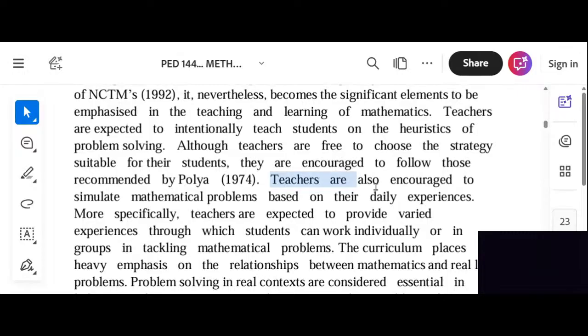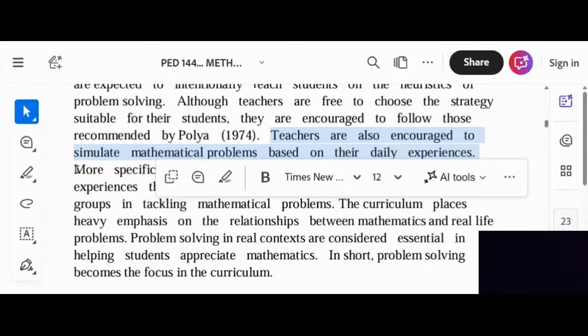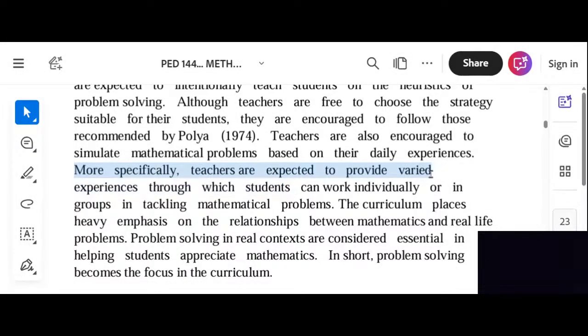They said teachers are also encouraged to stimulate mathematical problems based on their daily experiences. It's not only the textbook; you need to give them problems based on your own daily experiences, or what you know the children experience on a daily basis, things they are used to. So more specifically, teachers are expected to provide varied experiences through which students can work individually or in groups in tackling mathematical problems.